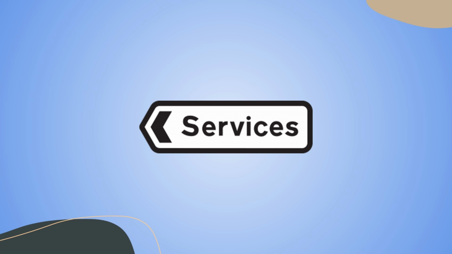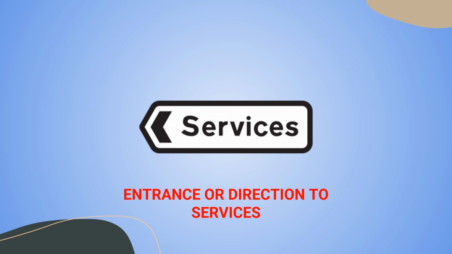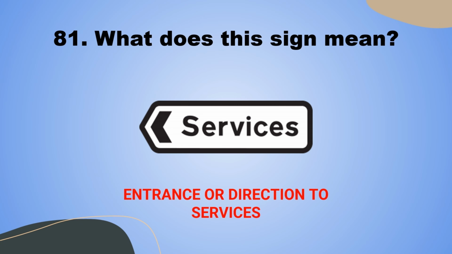Next sign. What does this sign mean? Entrance or direction to services. In this instance, on the left. Services, you might get toilet facilities, you might get petrol stations, a restaurant, a hotel, tourist attraction, or information center and stuff like that. Moving on to the next sign.